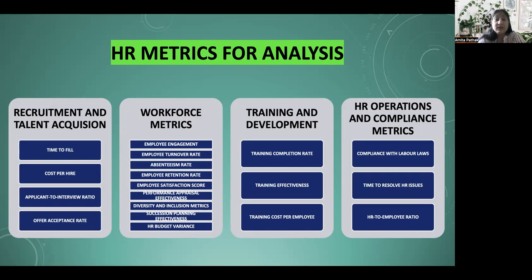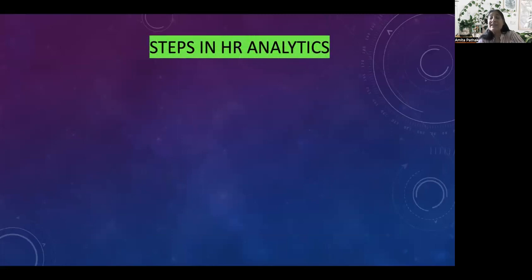Okay. So let's move ahead now. Steps in HR analytics. What's the procedure? What's the one process which we should follow when doing an analysis? Being an HR analyst, what is the process of HR analytics? Let us understand.